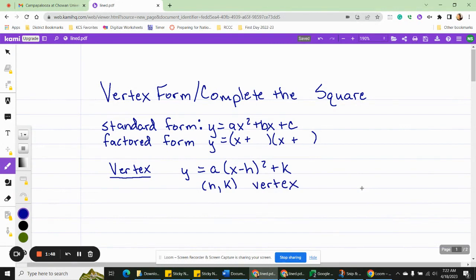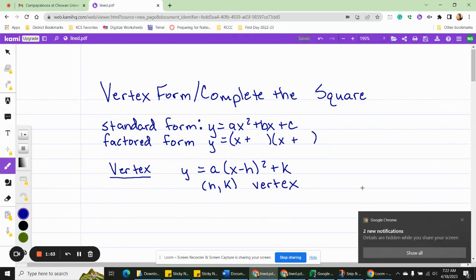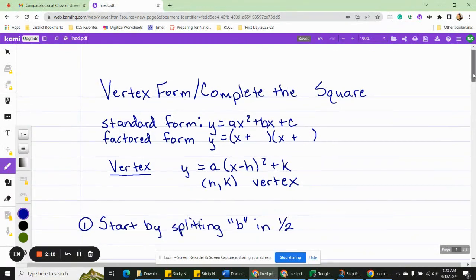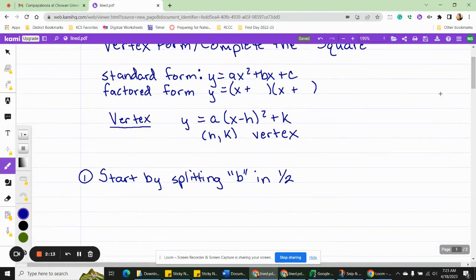So here's how we complete the square. We're going to start step by step with one problem and then try a couple of other problems. We're going to start by splitting b in half. So b would be that second term after the x squared term. So let's write down our step. First step is we start by splitting b in half. And we're going to start with the equation y equals x squared plus 6x plus 11.